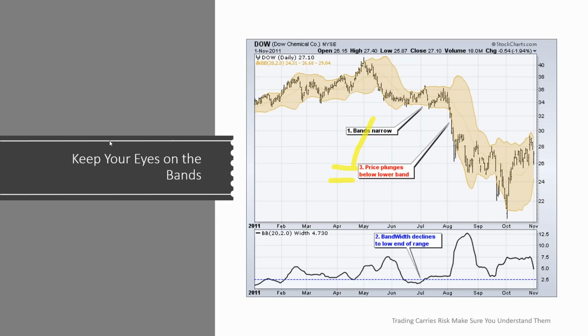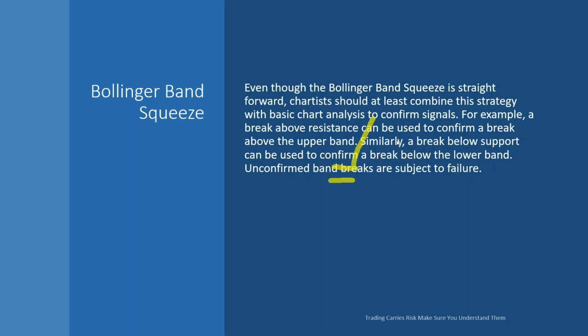So you want to keep your eyes very close on the band. As the bands narrow and the bandwidth declines to the lower end of its range, the price plunges below the lower band. When it does that, it's giving us, in this case, a sell signal.